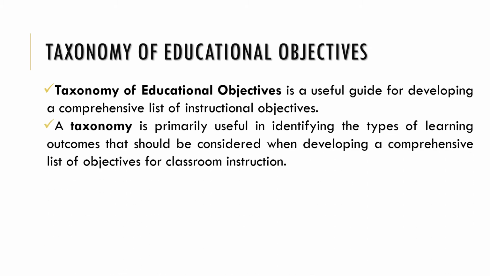A taxonomy is primarily useful in identifying the types of learning outcomes that should be considered when developing a comprehensive list of objectives for classroom instruction. The term taxonomy here is not a branch of biology that deals with classifications or naming of organisms, but here we are to identify the learning outcomes based on the nature of the classroom instruction.